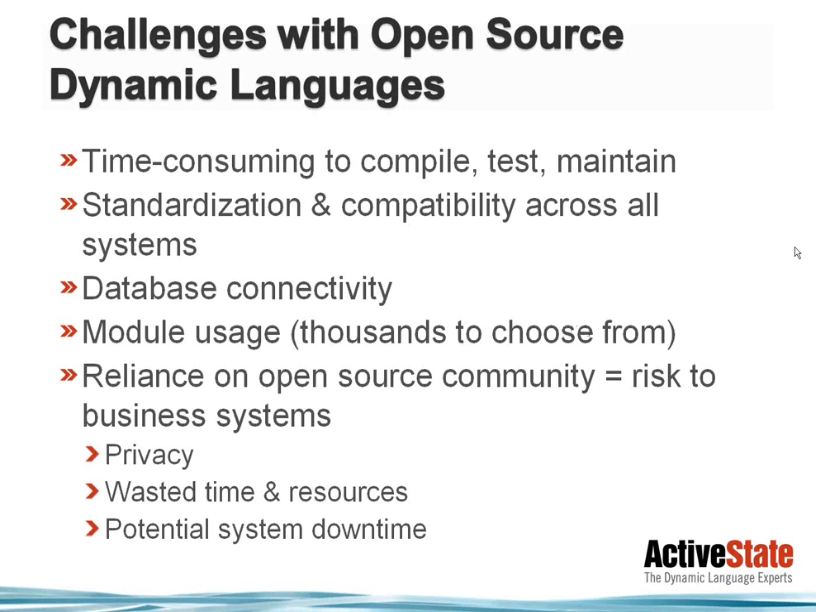And the final challenge that we often see, especially as a company gets larger, is how much reliance do they want to put on the open source community. You're working with Perl on a mission critical application, and you run into a significant problem. Do you want to go out in the open source community and communicate your problems on this mission critical application? So there's a privacy issue. Often you can spend a lot of wasted time and resources dealing with the standardization, the compiling, the testing, the compatibility issue. And then finally, you have to be careful of the potential system downtime.